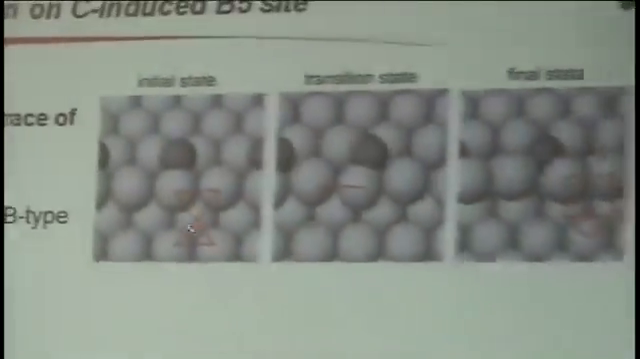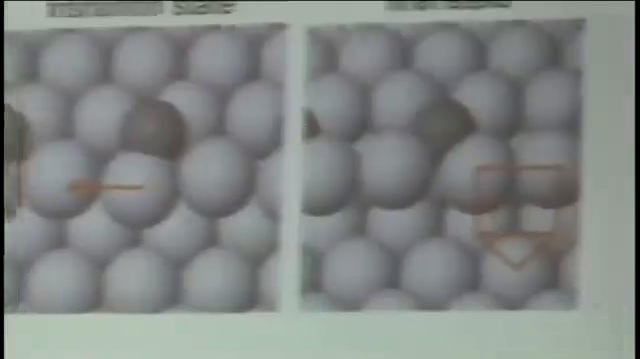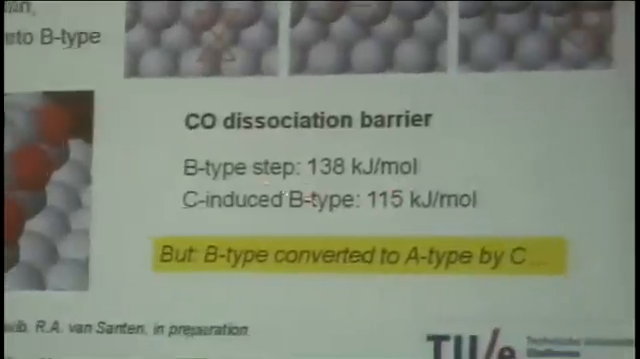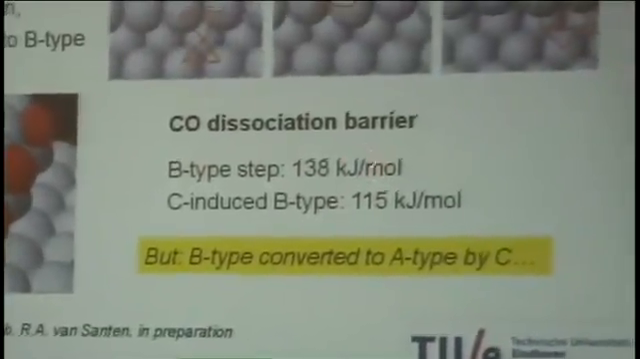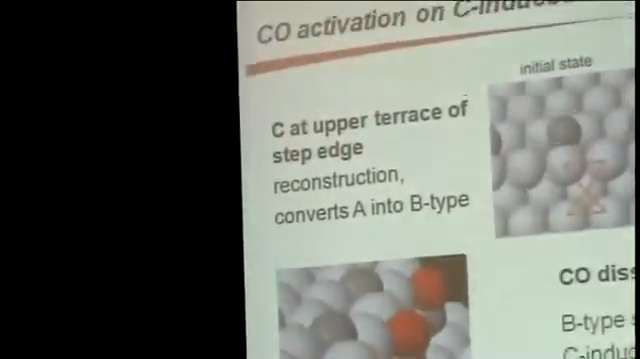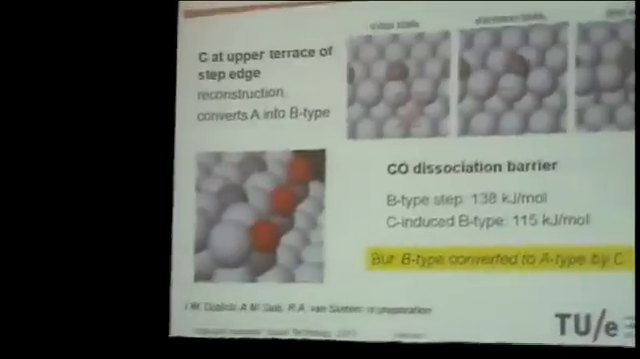So now we put a carbon atom at the step edge, and if you do that in an A-type step, you can see that we start off with a triangular structure, but the carbon induces the reconstruction of the step edge, creating actually the square geometry, a B-type site. And this is very good, because if you look at the CO dissociation barrier on a normal B-type step, you find 138 kilojoules per mole, but on a carbon-induced B-type step, it's even lower than on a normal clean B5 site. So this is what you want. This is actually activation of the catalyst. But unfortunately, if you do the same trick on the B-type step, you make an A-type step. So then you might partly cancel out the positive effect that the carbon has.